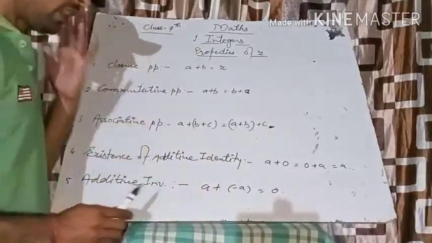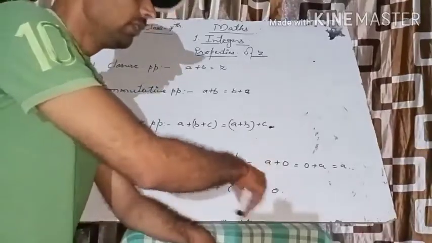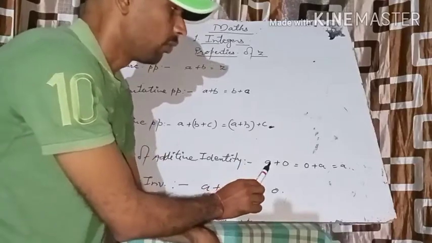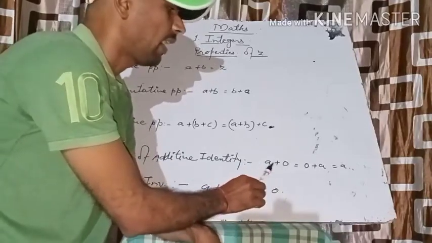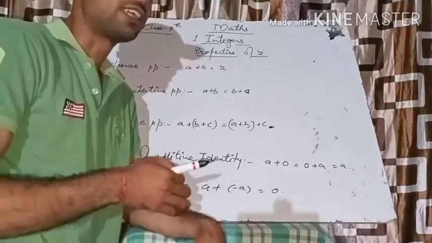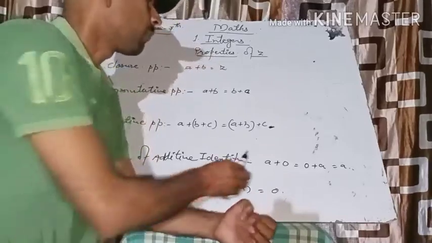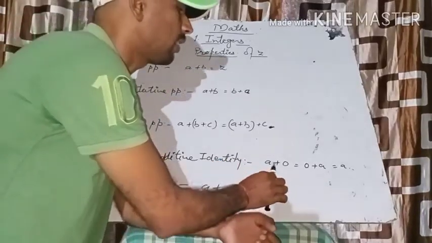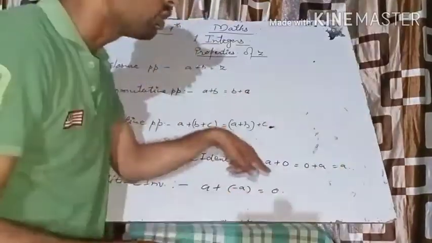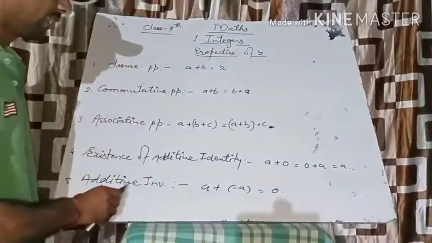If we have two integers, a and 0, 0 is also an integer, but its nature is neutral; it is neither a negative integer nor a positive integer. So if we add 0 to a, or add a to 0, the result is always a. Now the next is additive inverse.